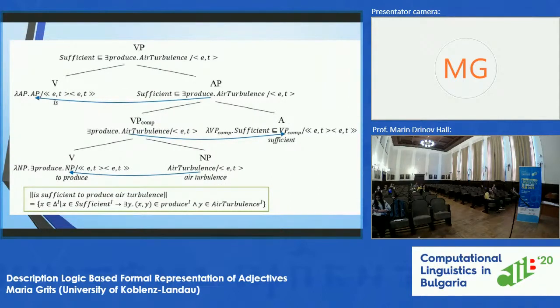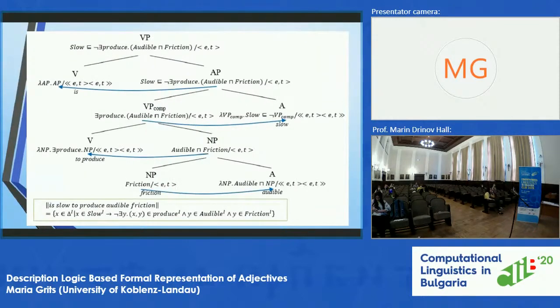The predicative adjective sufficient governs an open predicative complement. Within the sentence, the degree of aperture is sufficient to produce air turbulence. The open predicative complement to produce air turbulence has its predicate expressed by virtue of the verb produce used in the infinitive form. For this reason, Rule 8 is applied to render an atomic concept sufficient, subsumed by the concept which is introduced by the verb to produce air turbulence.